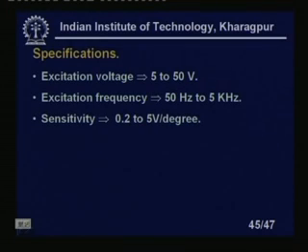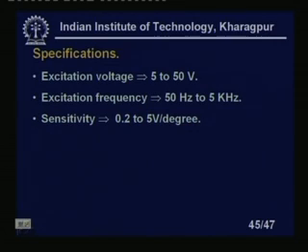Then sensitivity: 0.2 to 5 volt per degree. You can see the sensitivity is enough to get the signals. I don't need further amplification. Whatever I get from the microsyn, the signal is high enough that I can use it directly to make my angle measurement.